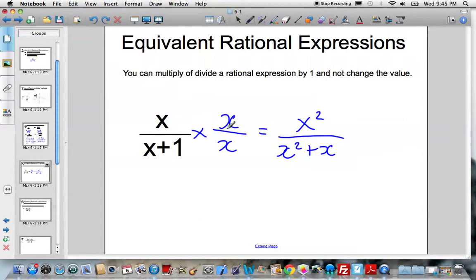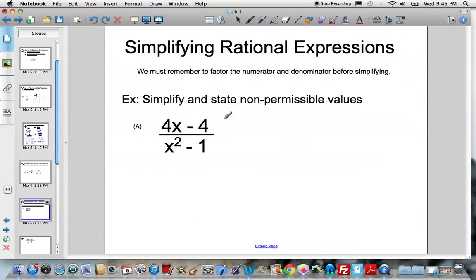Alright, so let's see what that actually means. What that means is we can simplify rational expressions, and we still have the same rational expression, it's just in simplified form. I'll take you through a couple of examples here. One thing we must remember, and I know I'm going through this kind of quick, guys, is that we need to factor the numerator and denominator before simplifying. So we need to factor the top and factor the bottom. We also should state the non-permissible values. I always factor first, so factor the bottom first, then state your non-permissible values.